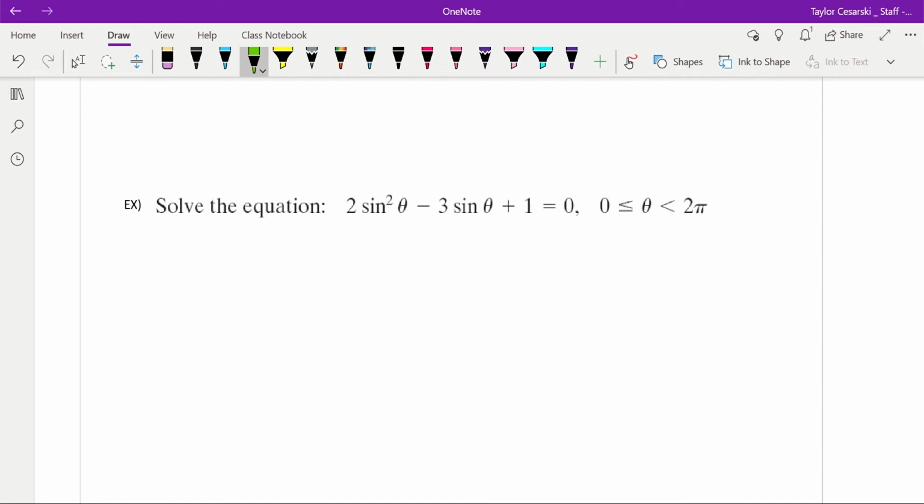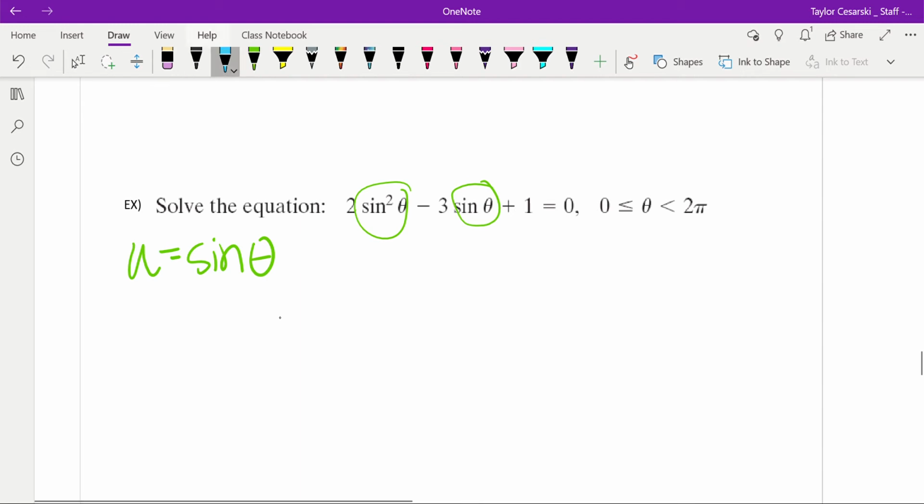Alright, so this one, you notice is squared, so what I'm going to do is replace right here. I'm going to use u equals sine of theta. Again, you don't have to use u, I just generally use it. You'll see a lot of u's in calculus. So u equals sine of theta. So wherever I see sine of theta, I'm going to replace it with u. So this becomes 2u squared minus 3u plus 1 equals 0.